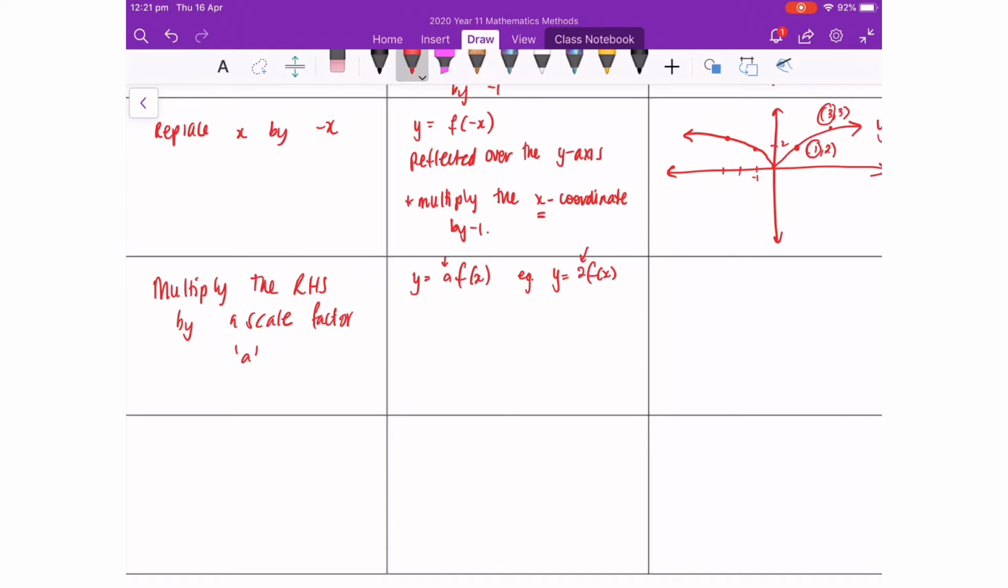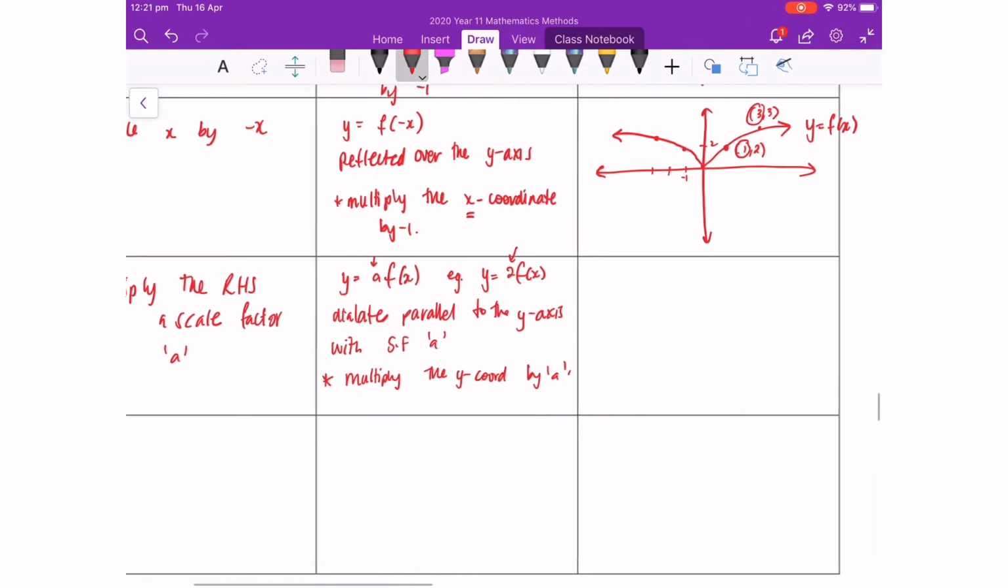So it dilates parallel to the y-axis with scale factor A. And the way you can graph this is by multiplying the y coordinate by A.